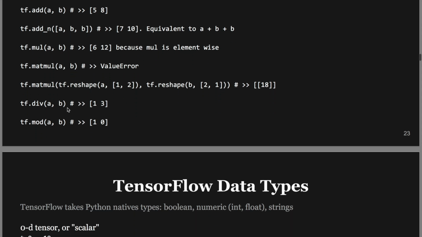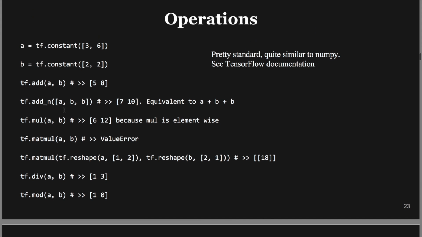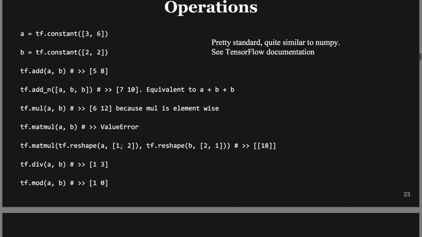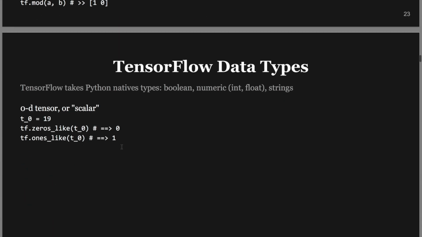Div is what you would think, again element-wise: A, B, 3 by 2 is 1, and obviously it's an integer, so it's going to just floor it. And 3 out here. Mod is the same, element-wise. So this is some of the basic ops. You'll be using them all the time.